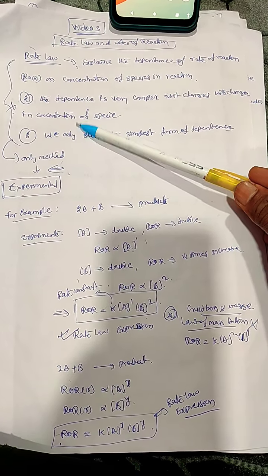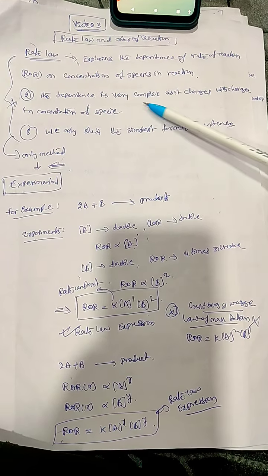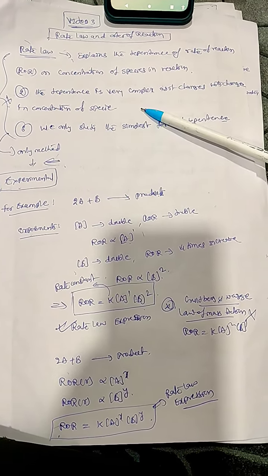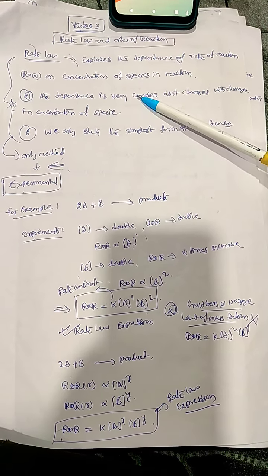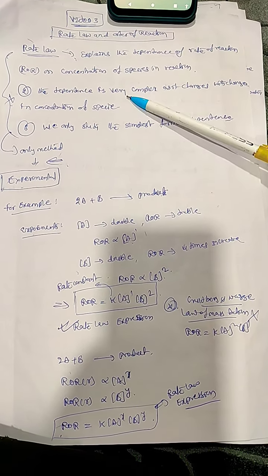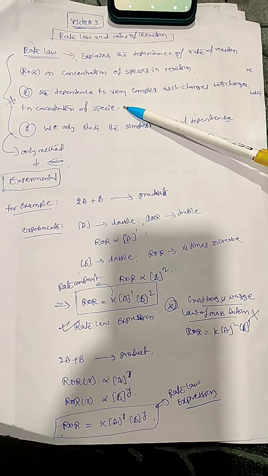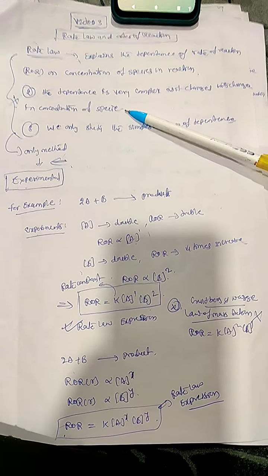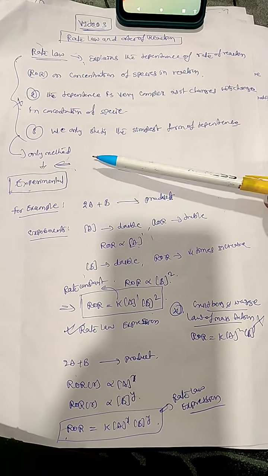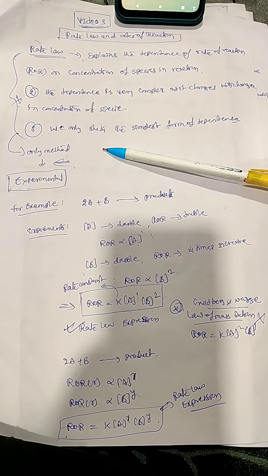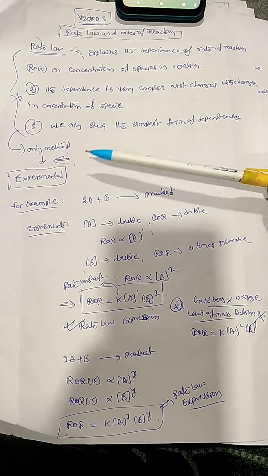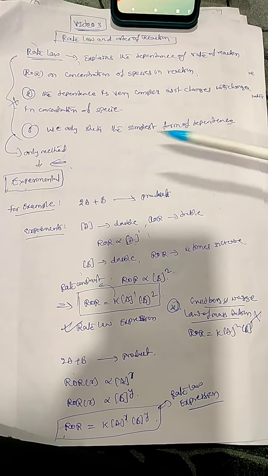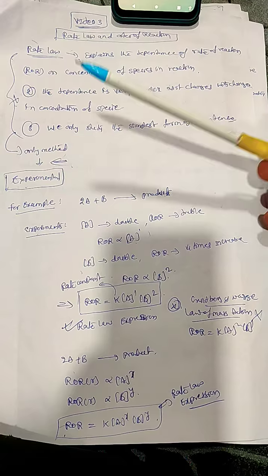How to calculate the rate law? The dependence is very complex, as it changes with change in concentration of species. That's why we only study the simplest form of dependence, and the only method is the experimental method.